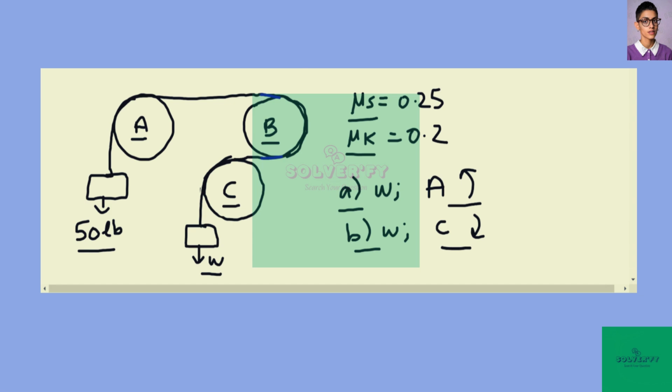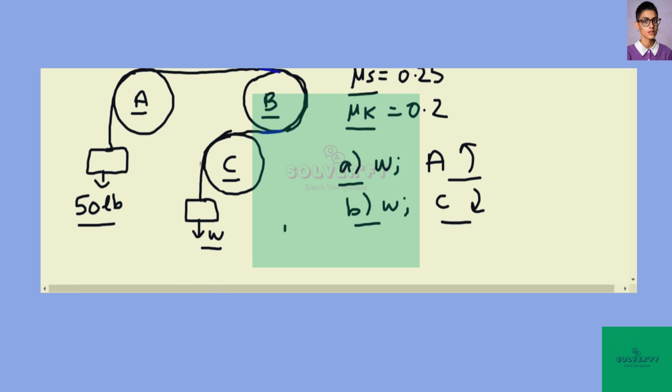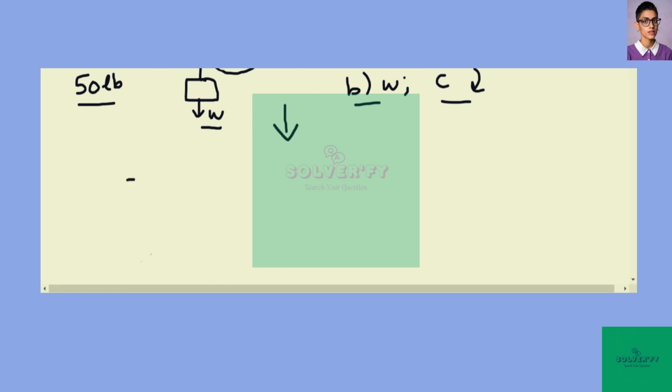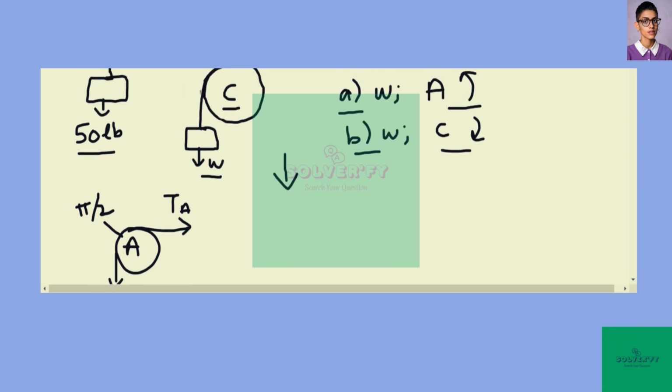is rotated clockwise. So let's break this diagram down into the three free body diagrams with the three pipes. So we have pipe A over here with the 50-pound weight, the cable coming out from here. We're going to call this TA. We have the cable making an angle of 90 degrees or pi over 2 radians.